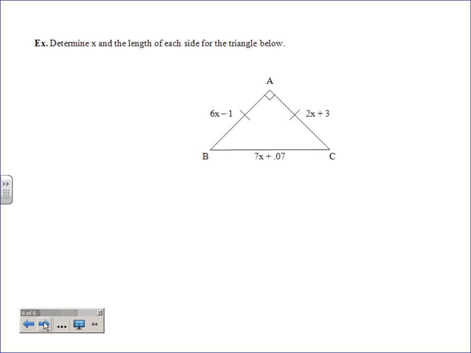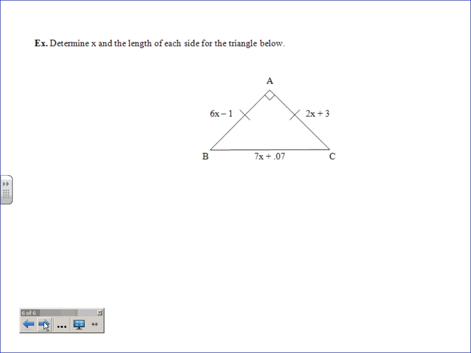Well, let's try one. We knew algebra had to find its way back in here somewhere. Determine x and the length of each side of the triangle below. Well, before we do that, let's classify this thing by sides and by angles. Let's do by angles first. Your options for angles: right, obtuse, acute. It cannot be more than one. It has to be one of them.